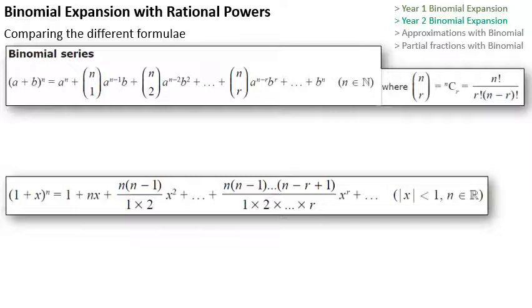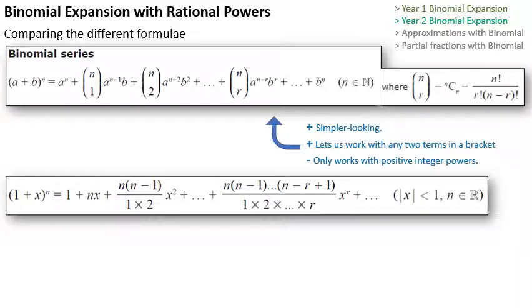Now we're going to have a quick comparison between the two formulae, just so we can look back and see what we like about each one. For the year 12 formula, it is certainly simpler looking. There's less weird fractions involved because that's been delegated to the nCr term on the right, I suppose. And also, a big advantage is that it lets you work with any two terms. You just need to figure out what your a is and what your b is and put them straight in there. The massive downside is that it will only work with positive integers.